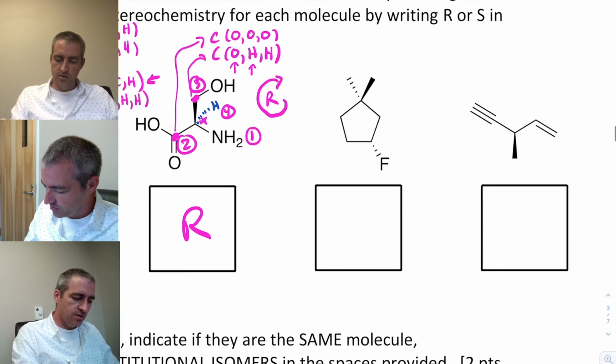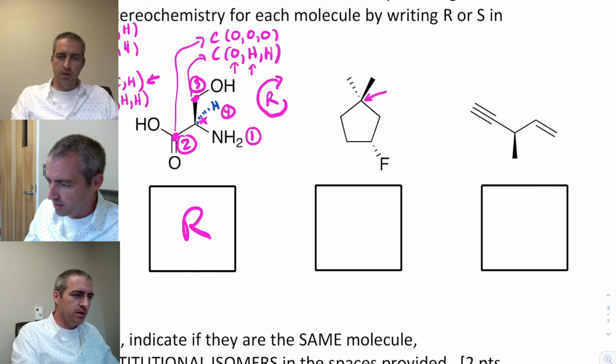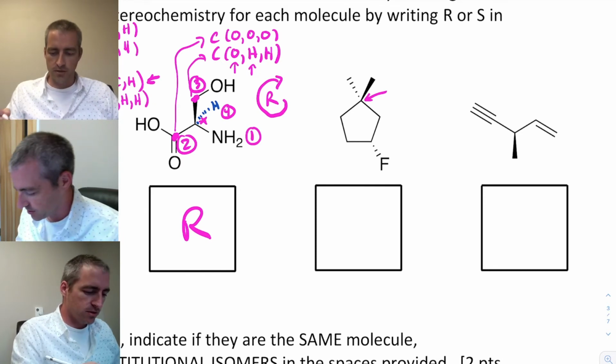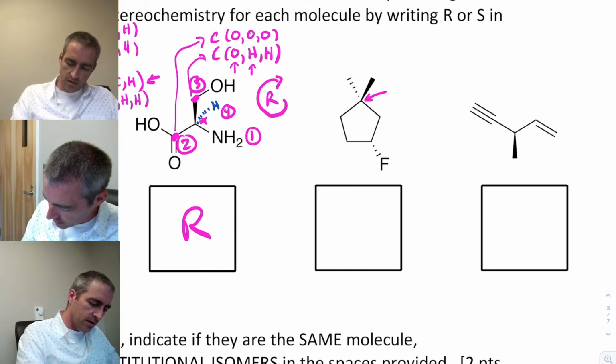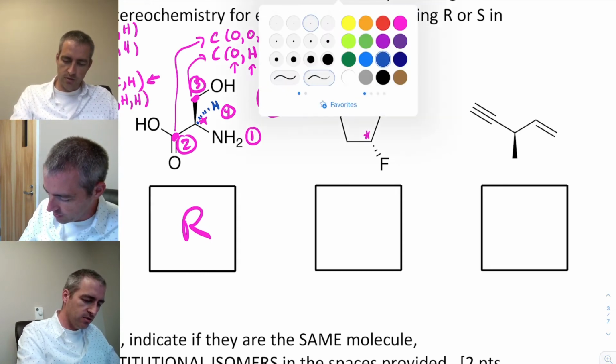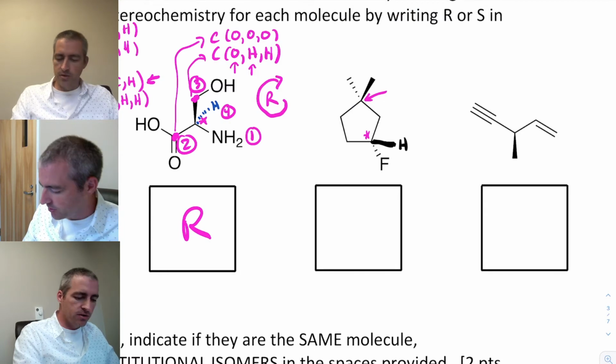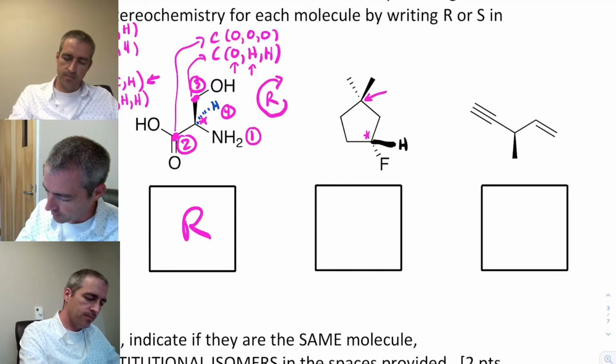This one has two sites with dashed and wedge bonds. There's one here, but that one is not a chiral center because it has two groups that are the same, two methyls. This, however, is a chiral center, and maybe I should use black. We're going to draw a wedged bond here. With our hydrogen, we're going to put our missing bond in.